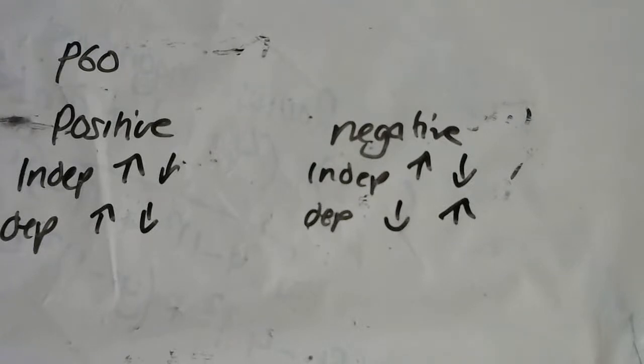So for a positive correlation, if the independent goes up, so does the dependent. Vice versa, they both go down. But if it's negative, they go in different directions, all right? And they look different. And where will you see the pictures of them? You'll see them on page 60, all right?